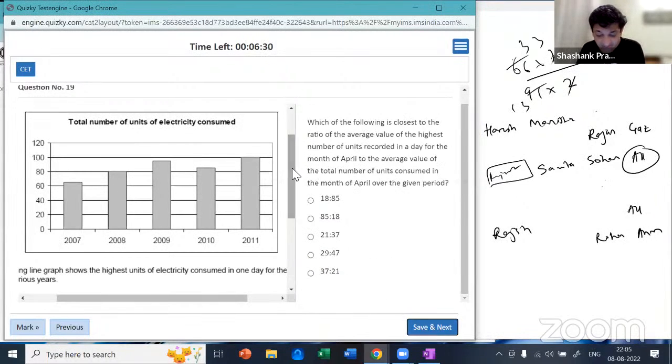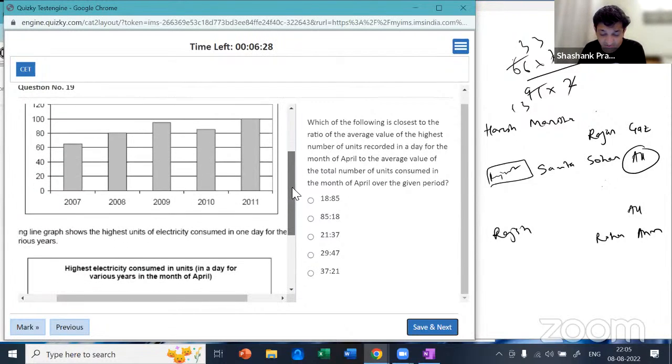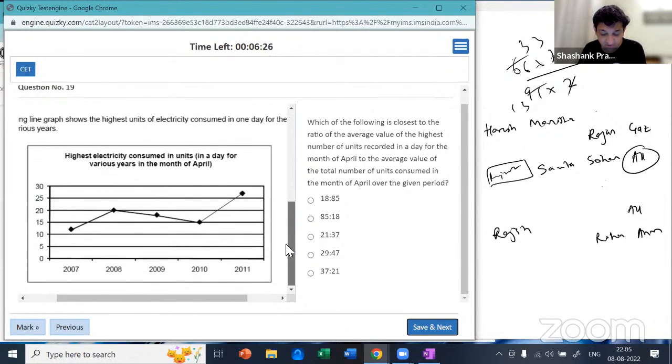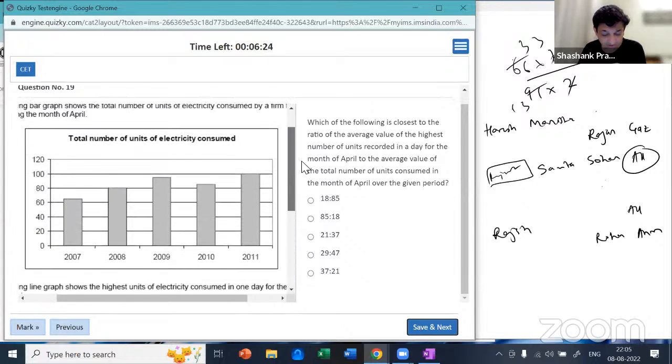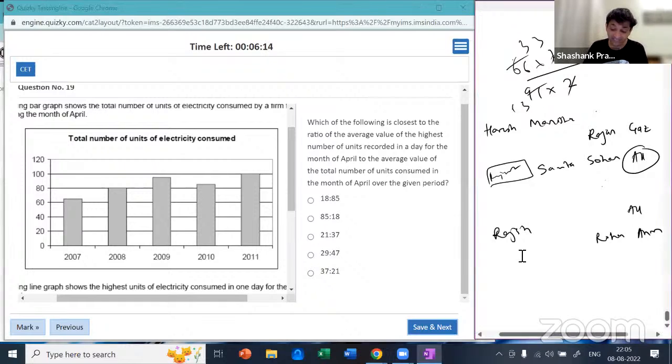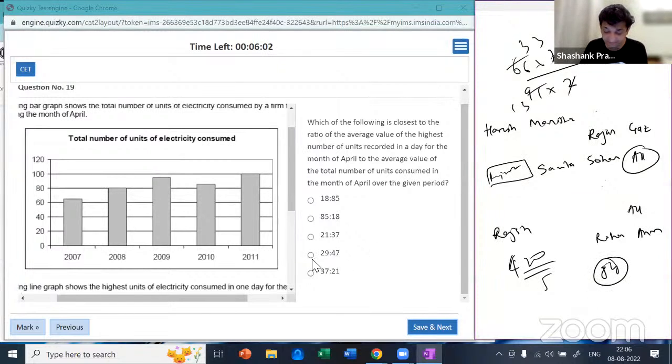Let's see. Ratio of the average value of the highest number of units recorded in the day for the average value of the total number of units consumed in the month of April. Okay. So 100, 180. Again, I'll take 100. So 280, 280, 80, 360, 360, and 60, 420-ish. This is total. And average value 345, I think. So 84-ish.